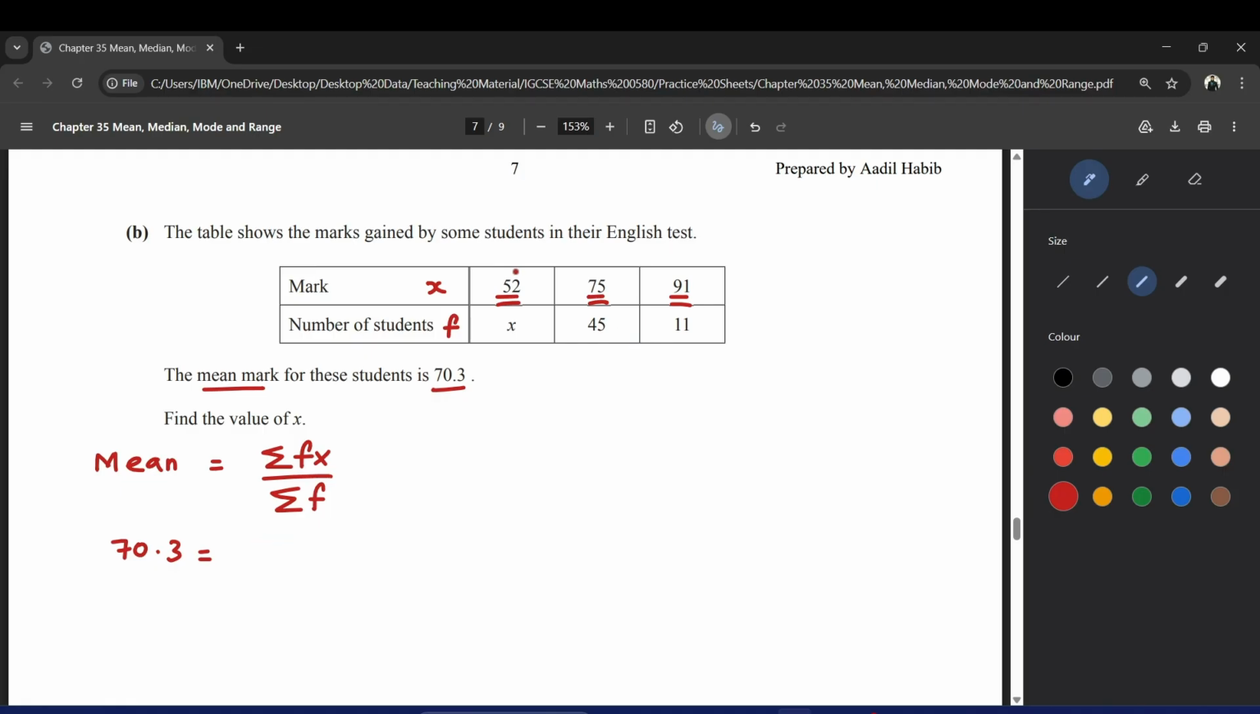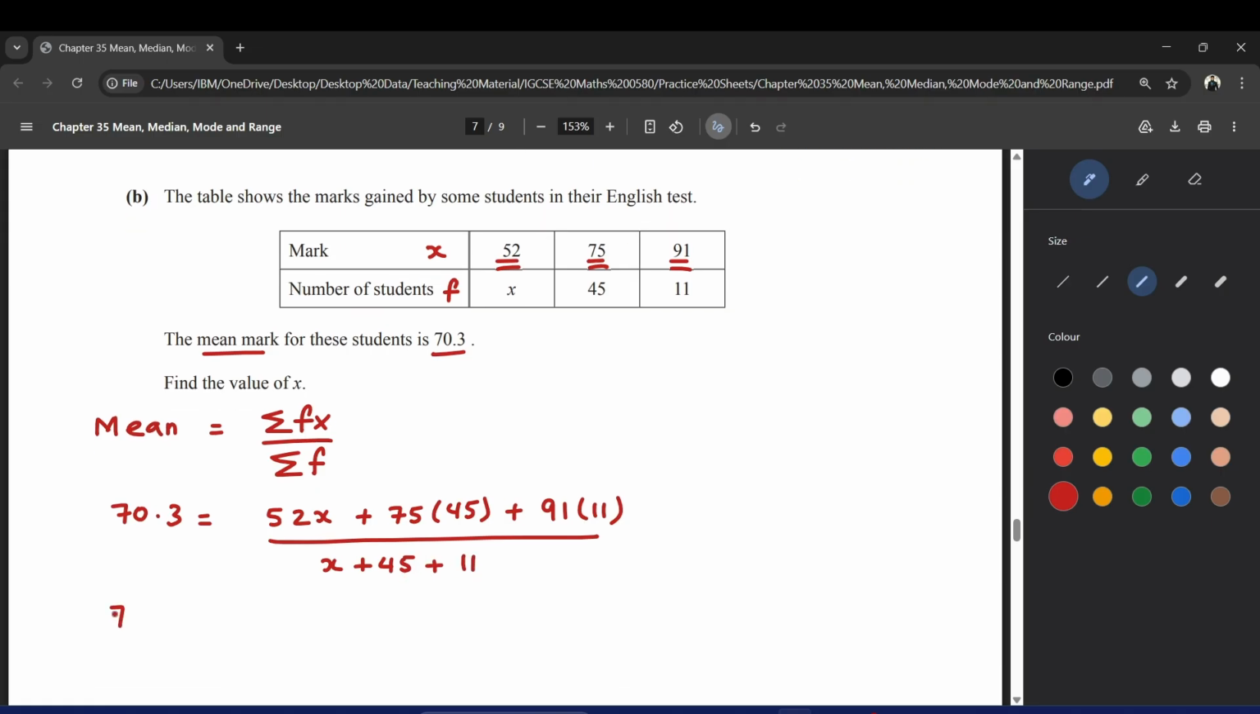So 52 times x, we have 52x plus 75 times 45 plus 91 times 11, divided by, now here we don't know how many students there are, but we know that sigma f means adding all the frequency values. So this would be x plus 45 plus 11. Now we're going to simplify this.